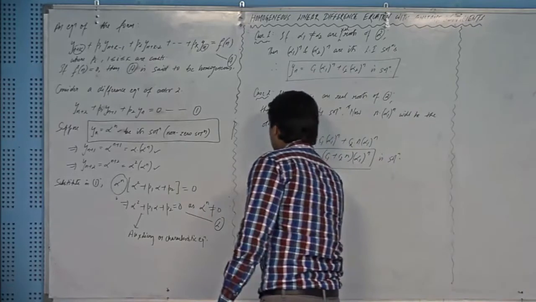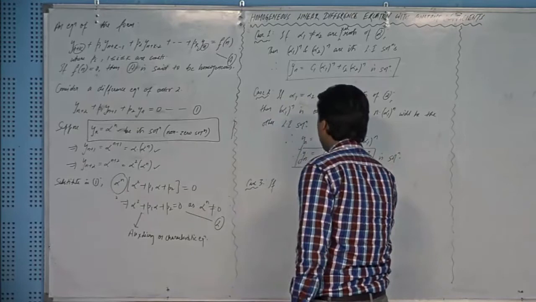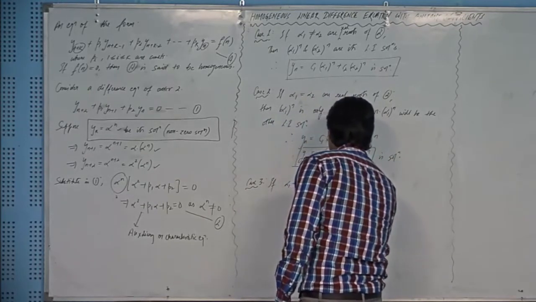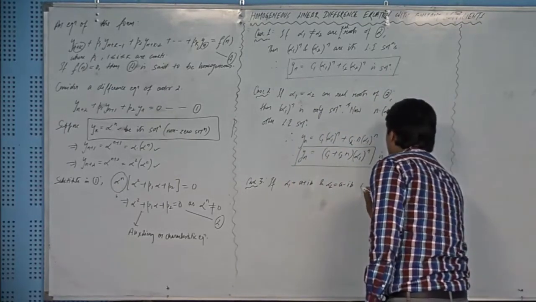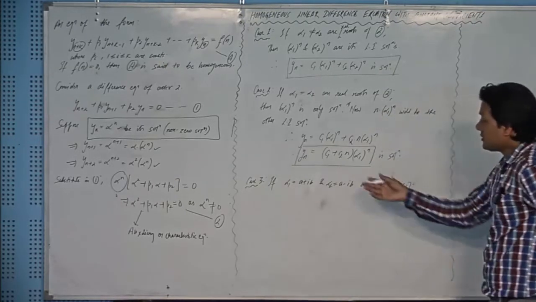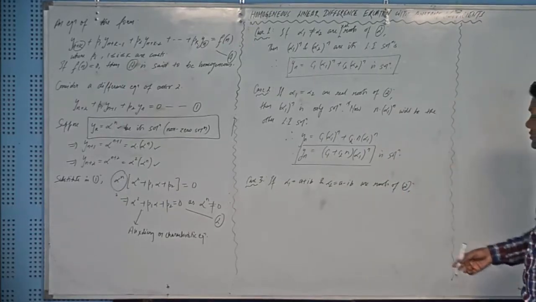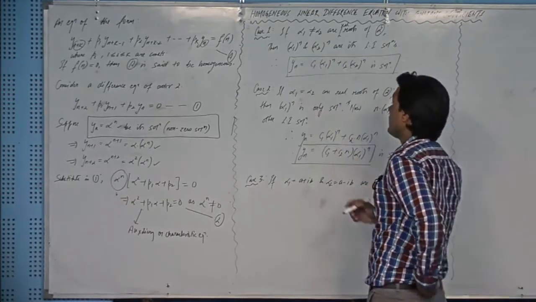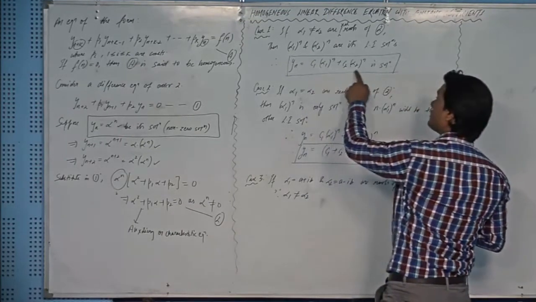And case number 3, if alpha 1 equal to a plus iota b and alpha 2 equal to a minus iota b, it means that the roots of equation number 2 are complex. But you can see that the roots are distinct, because alpha 1 is not equal to alpha 2, so it is very similar to case number 1. Since alpha 1 is not equal to alpha 2, I will use this result.